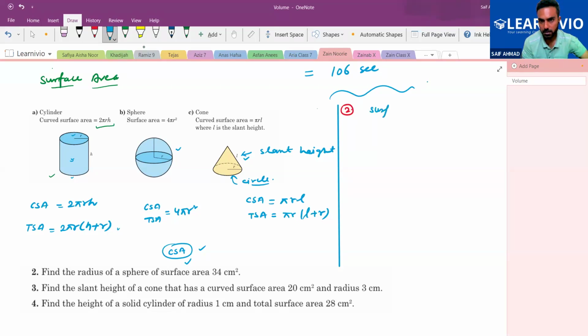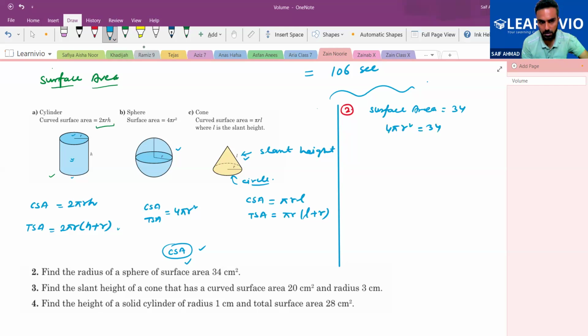We leave r as it is. Surface area is given as 34. So write the formula for surface area of a sphere: 4 pi r square is equal to 34.